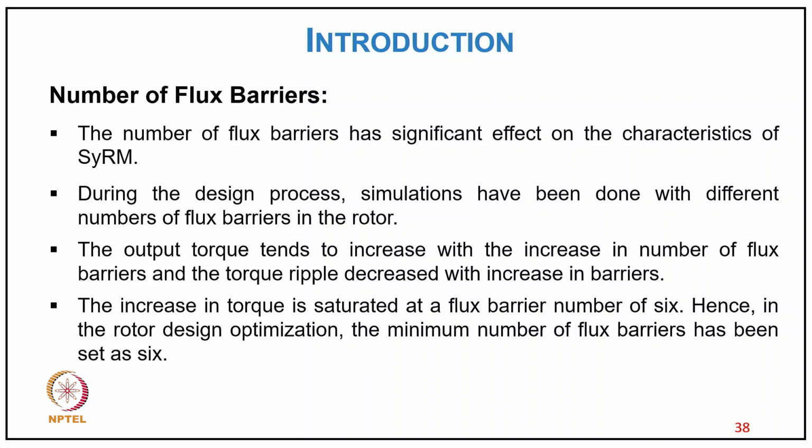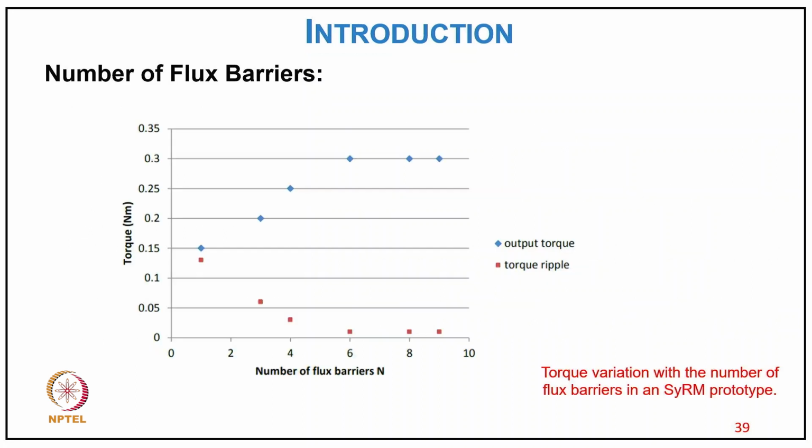The number of flux barriers has a significant effect on the characteristics of the synchronous reluctance motor. So during the design process, simulations have been done with different numbers of flux barriers in the rotor. The output torque tends to increase with the increase in the number of flux barriers, and the torque ripple will decrease with the increase in barriers. And the increase in torque is saturated at a flux barrier count of 6. Hence, in the rotor design optimization, the minimum number of flux barriers has been set as 6. So here you can see the number of flux barriers against the output torque and torque ripple. With the flux barriers, the output torque increases and torque ripple reduces. So you must have at least a minimum of 6 flux barriers.